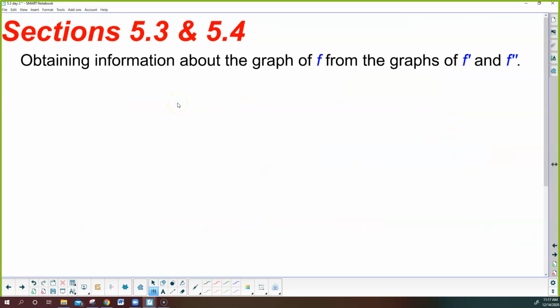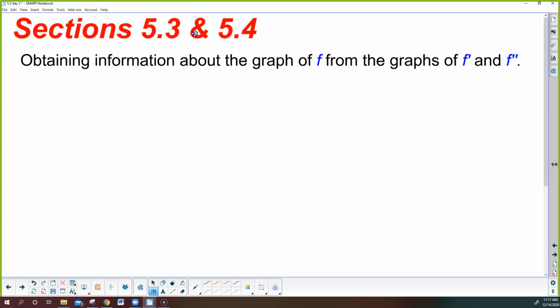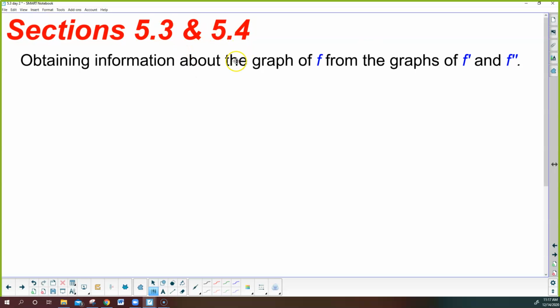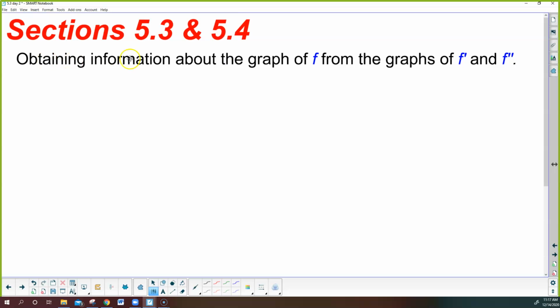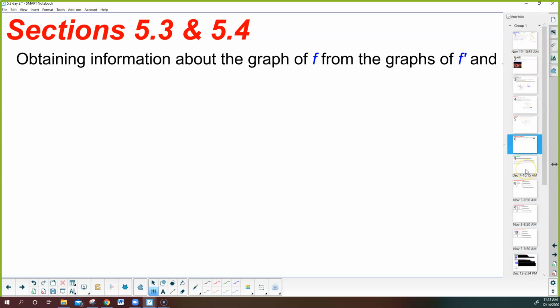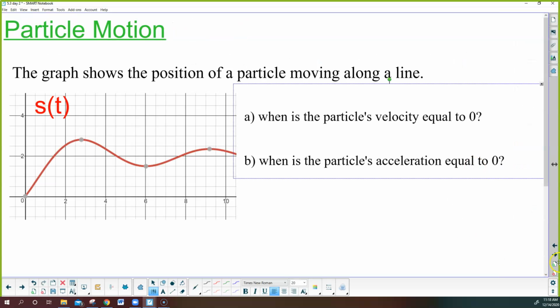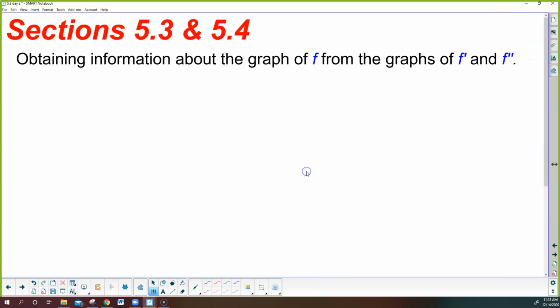So we're going to continue our work from last week, Friday, and we're going to look at sections 5.3 and 5.4. And we are still basically looking at this idea of what do we know about the graph of f? So what do I know about the original graph if I'm given information about f prime and f double prime? So we're going to go through a lot of theory on this, and you might not want to write down everything. But hopefully this will help paint a better picture for you of what we're doing.